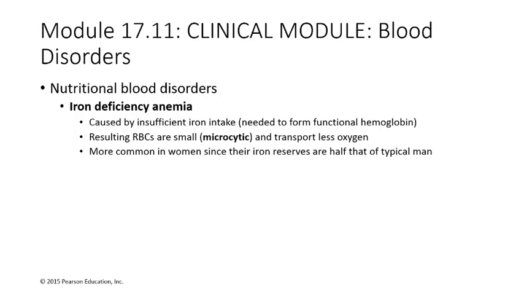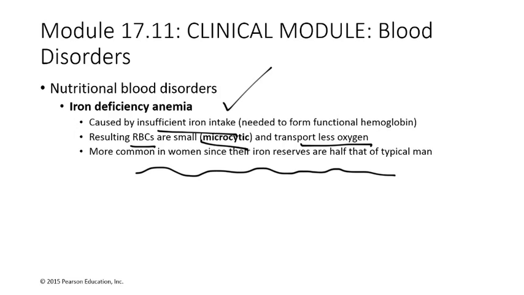Now, what can we look for? We can look for anemia. This could be caused by insufficient iron. This would give you small red blood cells that are microcytic, that is, they're small, and because there's not enough iron, they can't transport oxygen well. And this is more common in women, because women have less of an iron reserve than men, and because of the menstrual loss of blood, iron loss is a bigger issue in women than men.